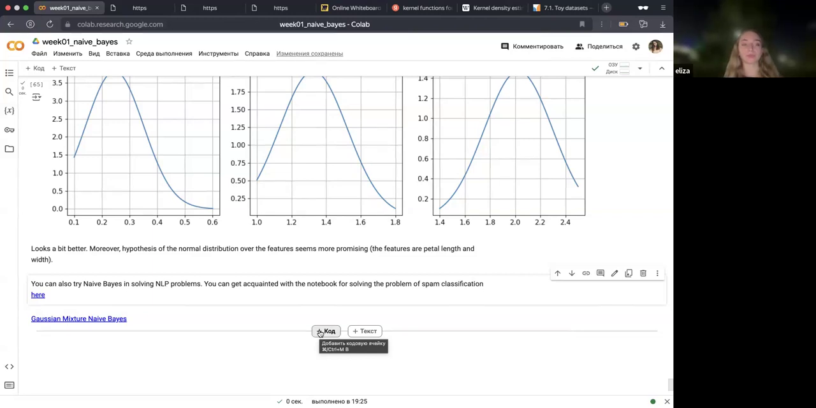And if you use some improving methods, for example, KDE or Gaussian mixture, you can get a more precise description of your distribution, and get better results with naive Bayes classifier.